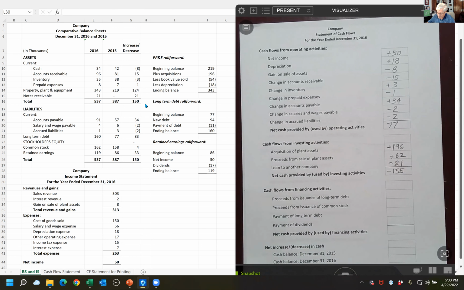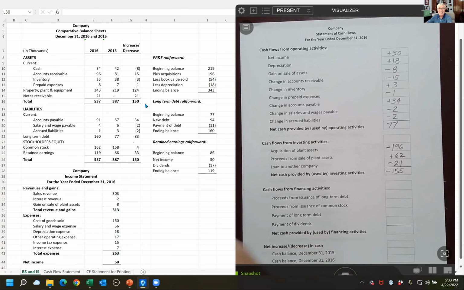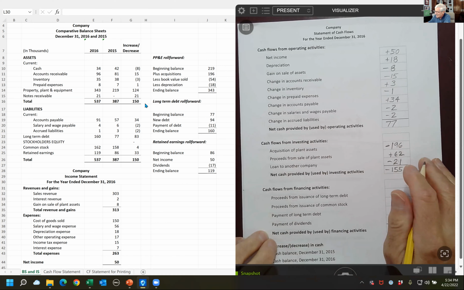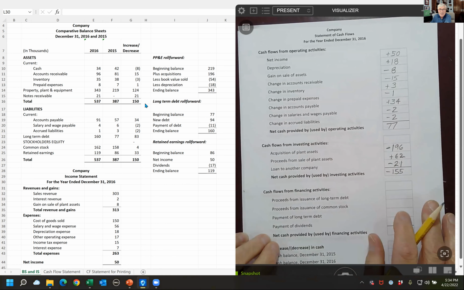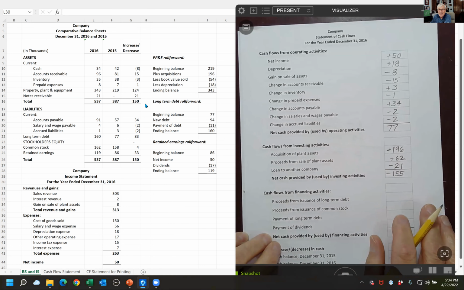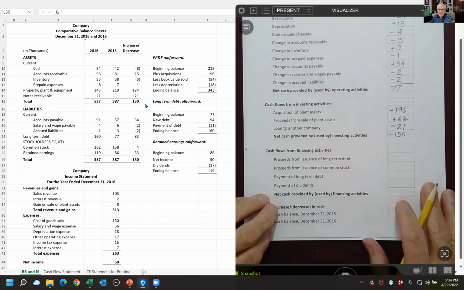Somehow my calculator is not working. Like 196. Now there we go. 62 plus 21 minus 155. I just want to check because I don't want to have an error that comes from my earlier work. I've worked these previously. I don't want that error if I had an error to come over, so make sure I get this right.